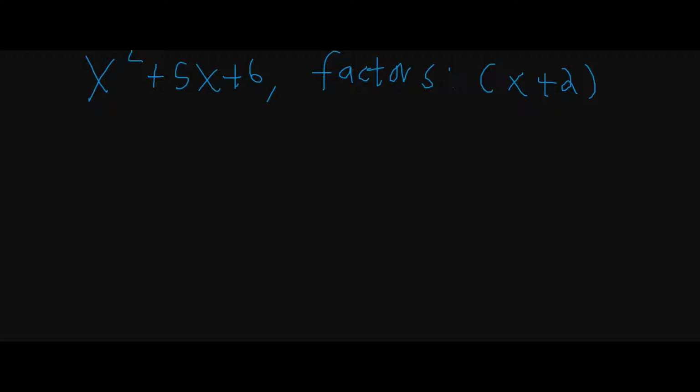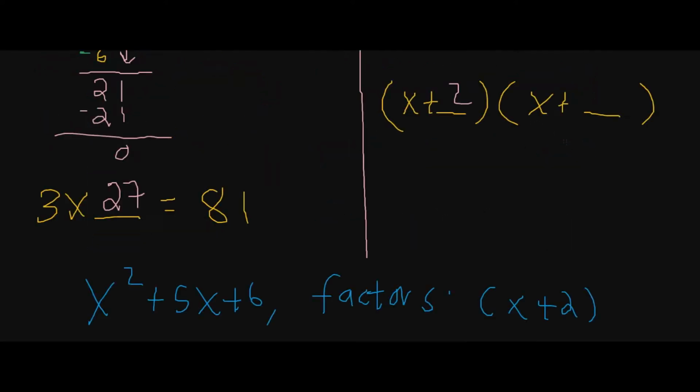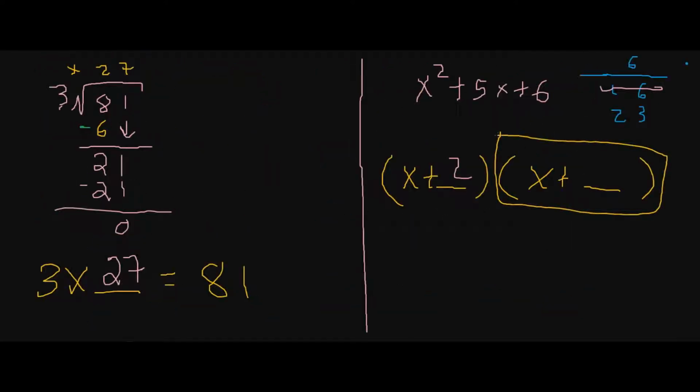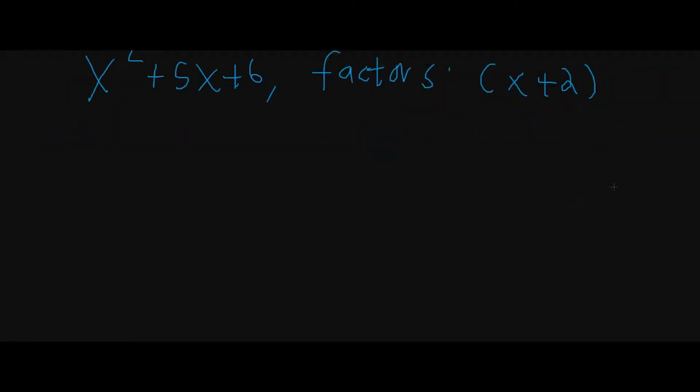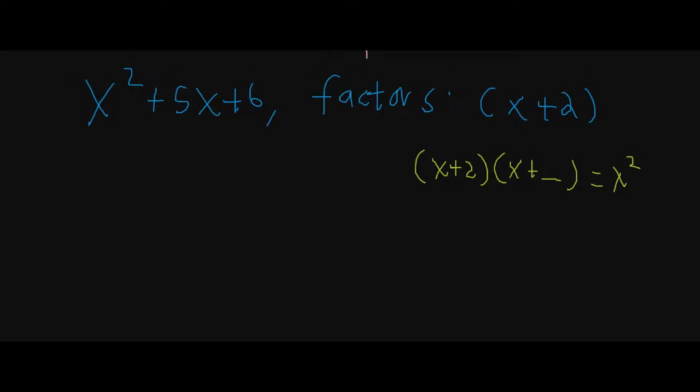And I want you to find out what was the other factor. What is this second factor right here? We know this is a 3, but what can we do to figure that out? The idea is we have x plus 2 times x plus blank should give me x squared plus 5x plus 6.